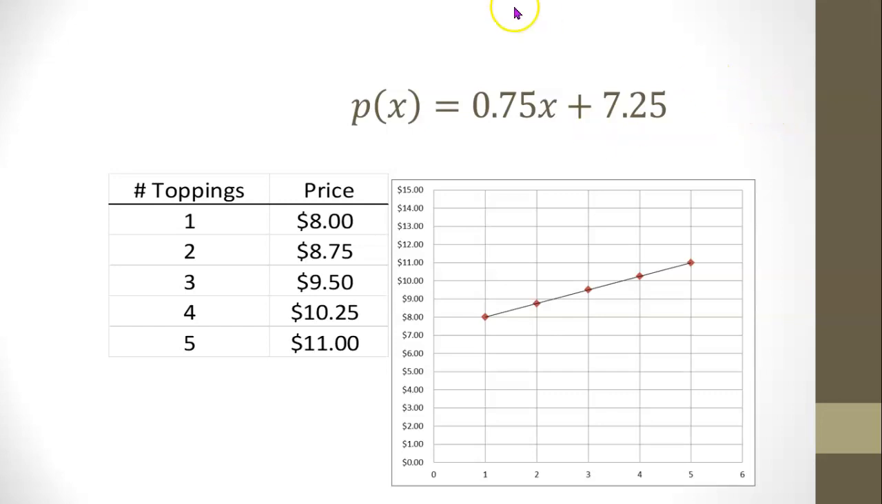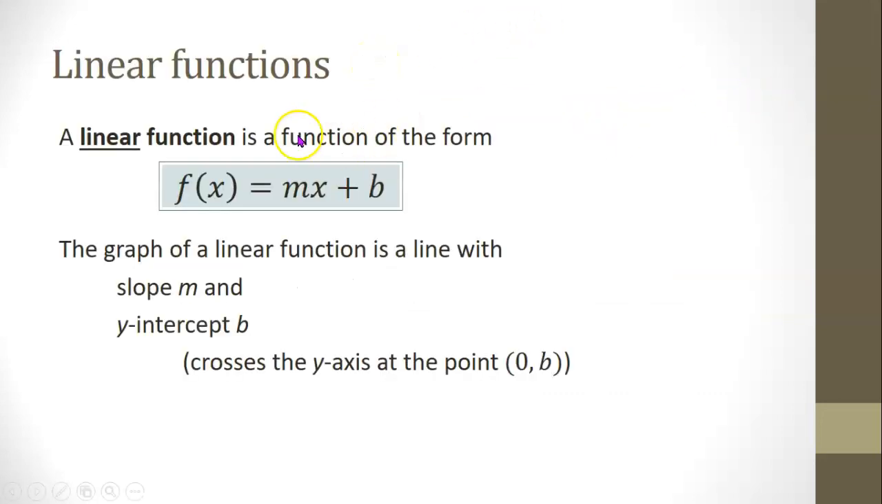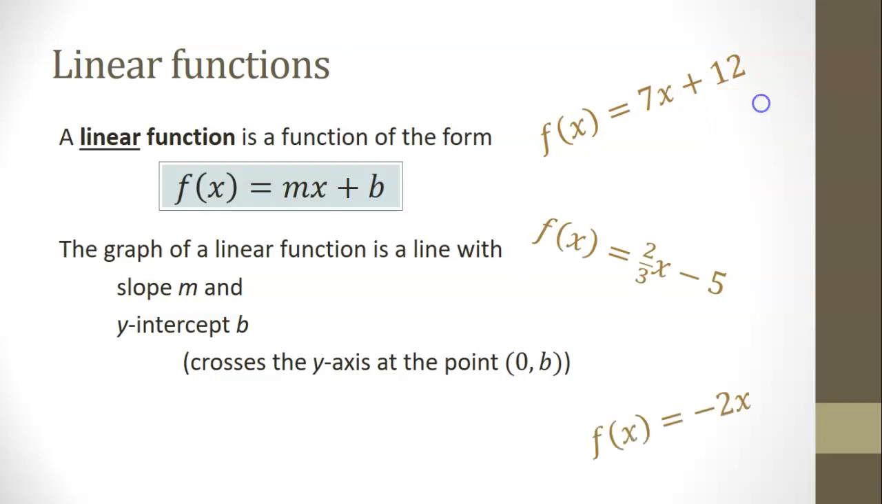Now let's talk about what linear functions are in general. A linear function is a function of the form f of x equals mx plus b. That is, your function of x is made up of an x term, some number times x, plus a constant term, just some number. Examples of functions like this would include f of x equals 7x plus 12. F of x equals 2/3 x minus 5. F of x equals negative 2x plus 0. Or P of x equals 0.75x plus 7.25.